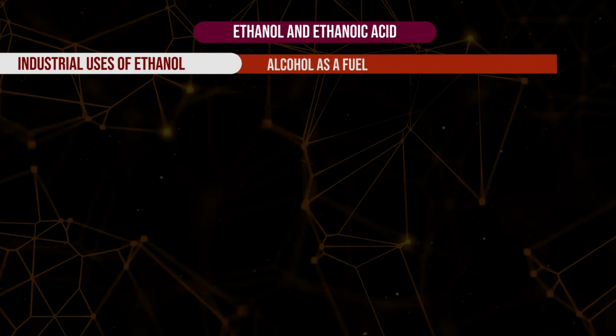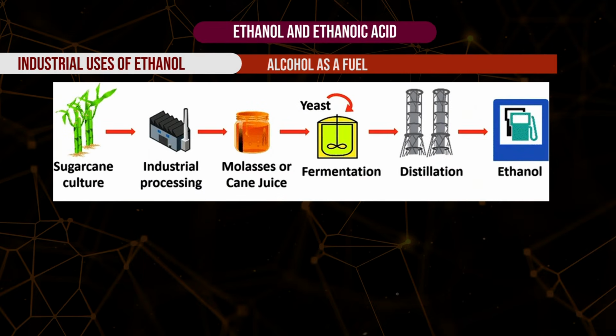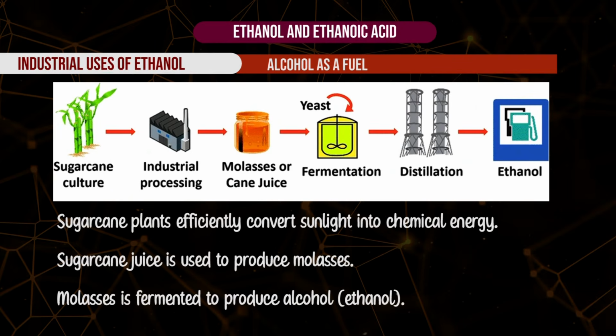Alcohol as a fuel. Sugarcane plants efficiently convert sunlight into chemical energy. Sugarcane juice is used to produce molasses. Molasses is fermented to produce alcohol, that is ethanol. Some countries mix ethanol with petrol as a fuel additive. Ethanol is a cleaner fuel because it produces only carbon dioxide and water when burned with enough air or oxygen.